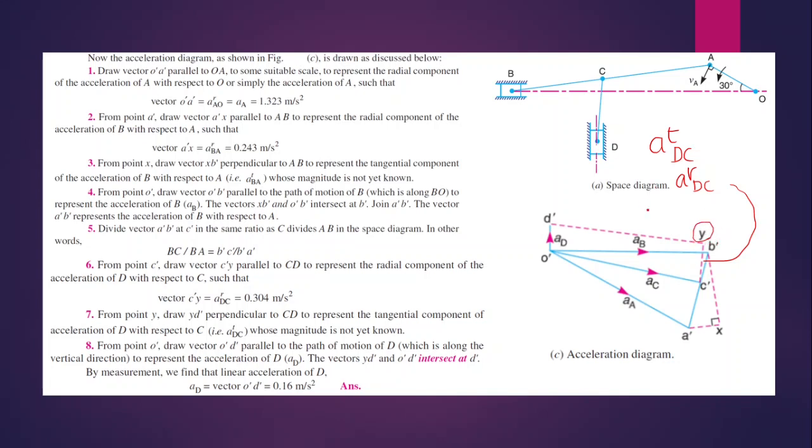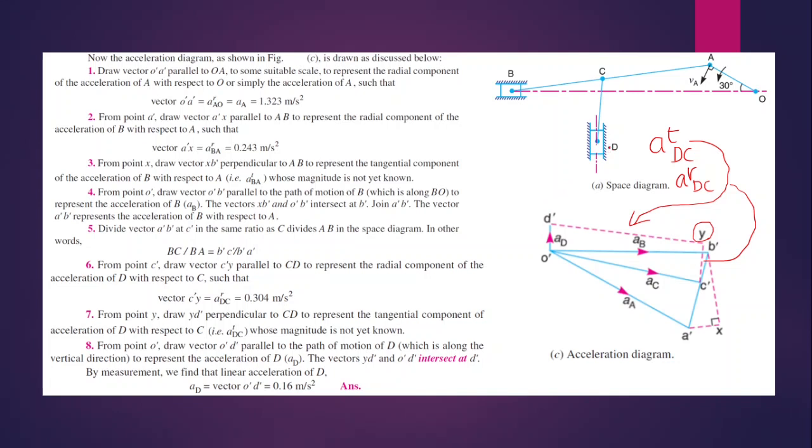Then we can draw the line of action of the tangential component of acceleration of d with respect to c, that must be perpendicular to link cd. Then we can draw that line of action, but we can't fix the point d dash.